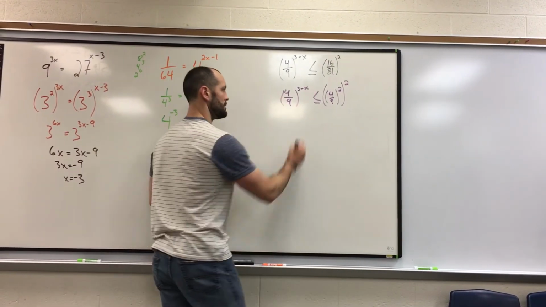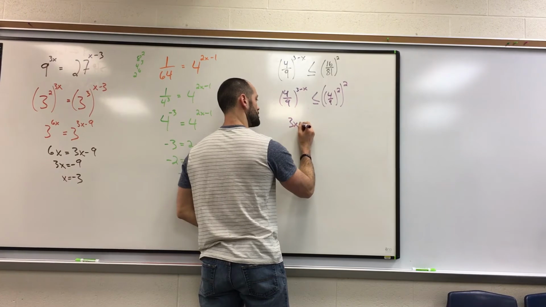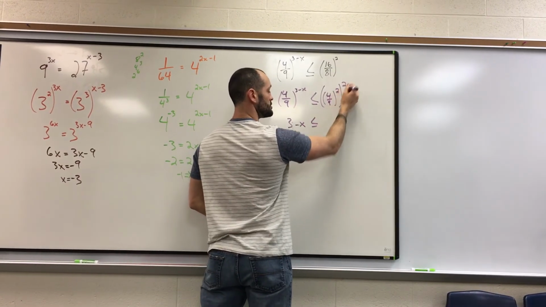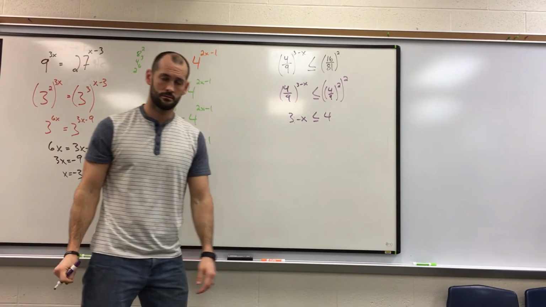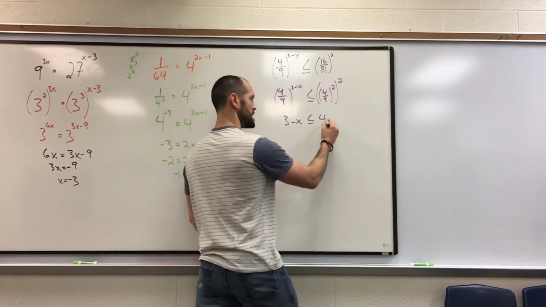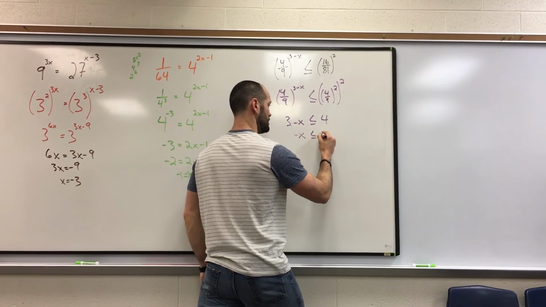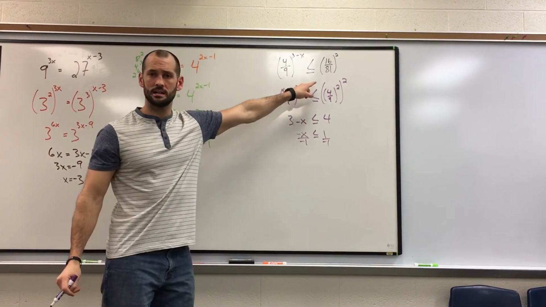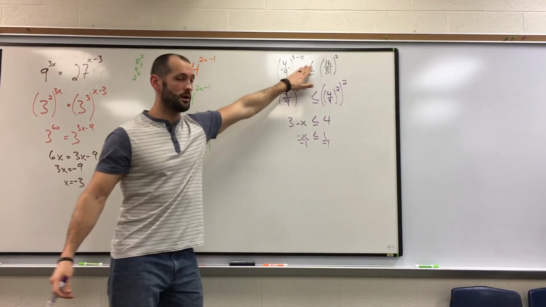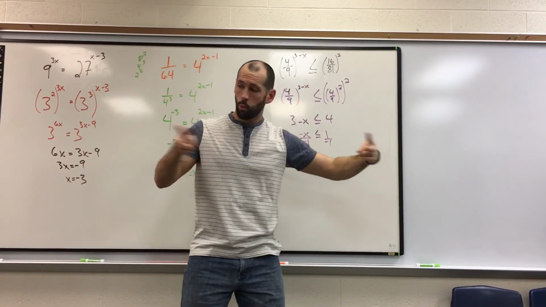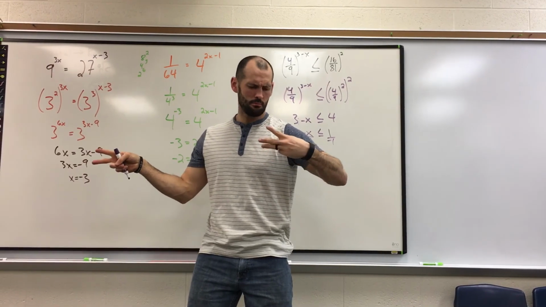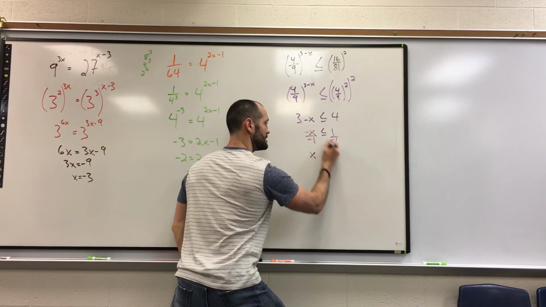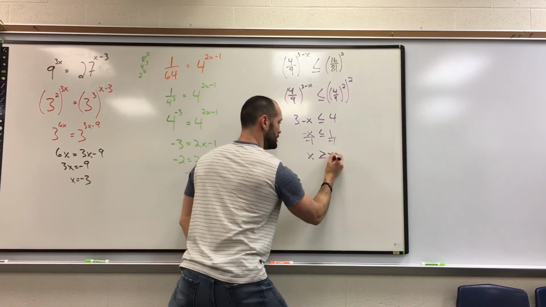So I'm going to make my exponents equal. 3 minus x is less than or equal to, I'm going to do mental math here, 4. Almost done now. Subtract the 3. Divide by negative 1. Ooh! Anybody notice that I changed it on you? It's no longer an equal sign, it's an inequality. You divide by a negative, flip the sign. Boom, right there. It's okay to be impressed. We're left with x greater than or equal to negative 1.